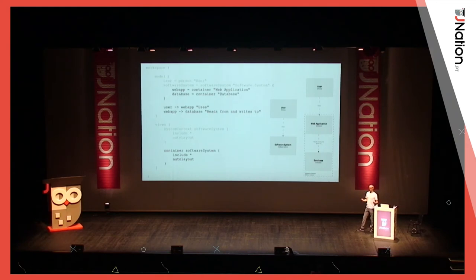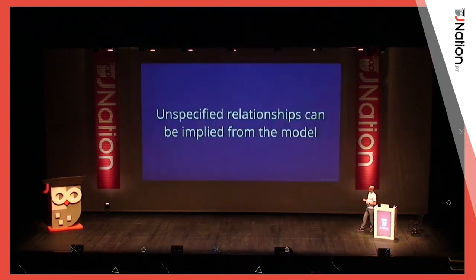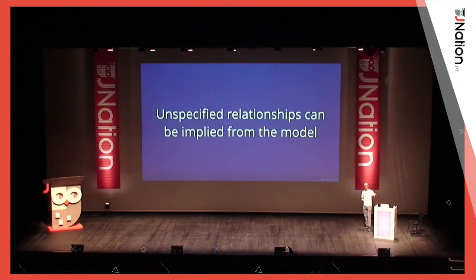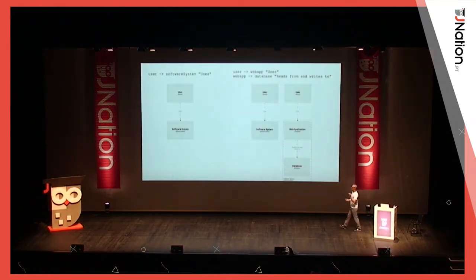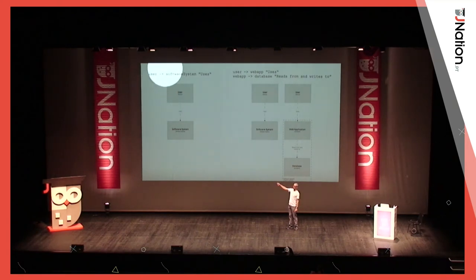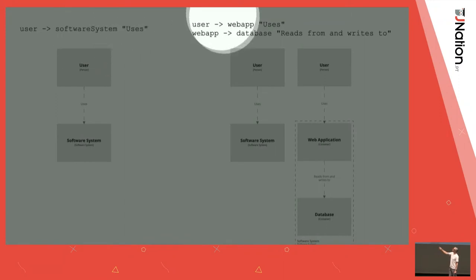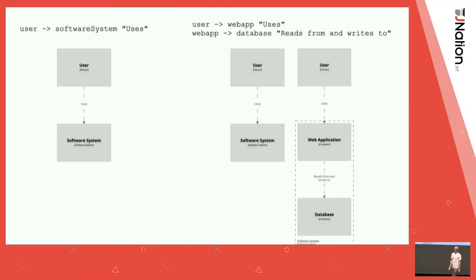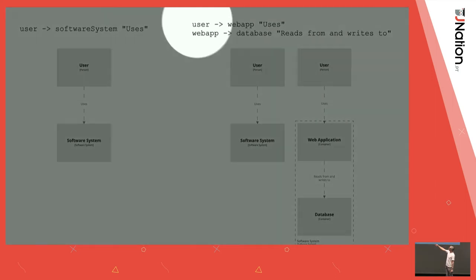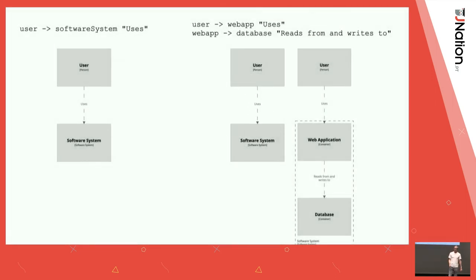Because this is model-based, we can start to do some quite interesting things here. And we can start to imply relationships that we don't need to describe explicitly. So in the first example I showed you, we defined a single relationship in the text, user to software system with a description of users, and that gave us this line. In the second definition I showed you, this line does not exist. But it's still creating the same arrow. And it's doing this because of something called an implied relationship.